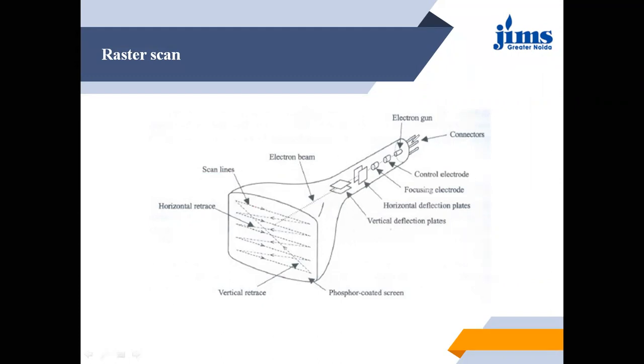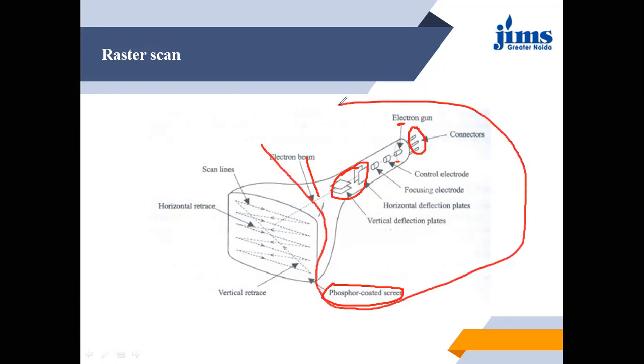Now, as we discussed earlier, this is the connector. This is the electron gun from where the electrons are produced. This is the electron beam. This is the horizontal and vertical deflection plate. This is the control grid, and this is the phosphorus coated screen. So we are not going to discuss this. This is not our motto because we discussed this earlier.